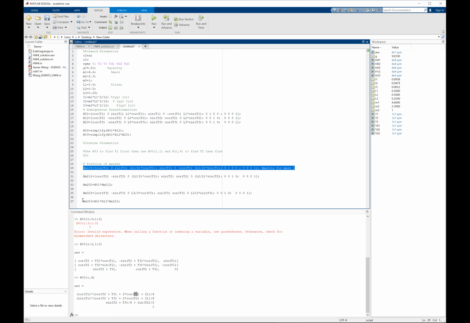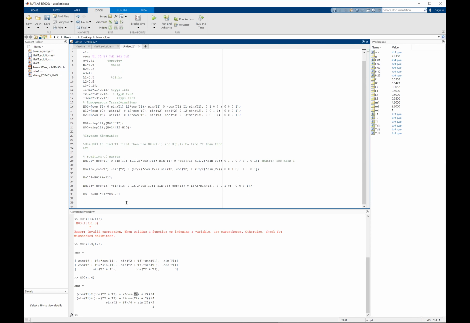And last but not least, HM30T gives you the homogeneous transformation matrix of mass M3 with respect to the 0th reference frame. The way I can decipher this is that M3 means the homogeneous transformation matrix is for mass M3, relating the 0th reference frame to the 3rd reference frame. So this is how this code can be written.